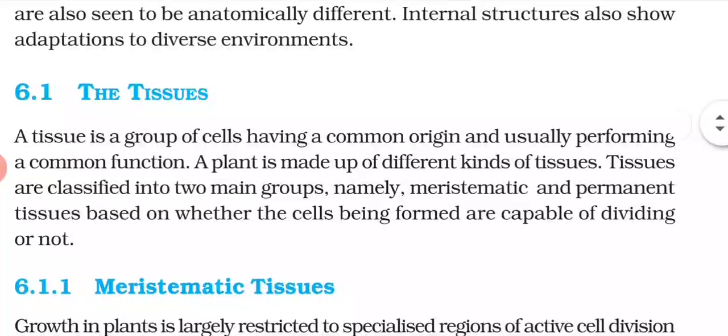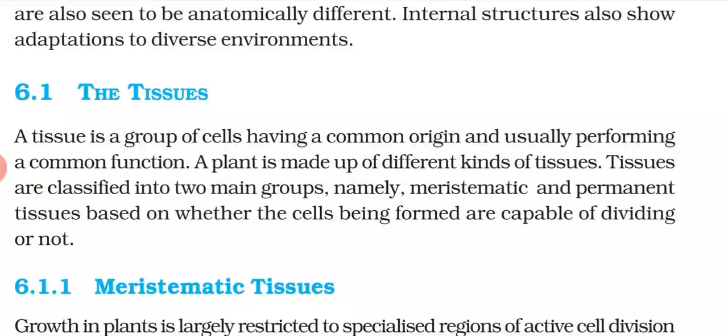Now what is tissue? Basically, a group of cells that has a common origin and usually performs a common function. First of all, their origin should be common and they are performing the same function. So if this type of group of cells is there, then we call it tissue.